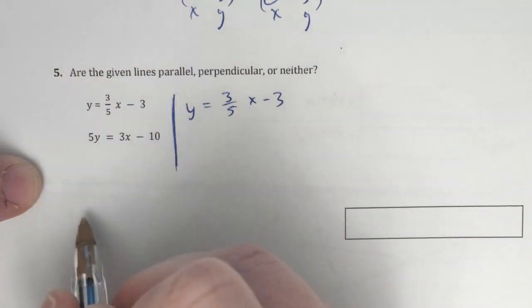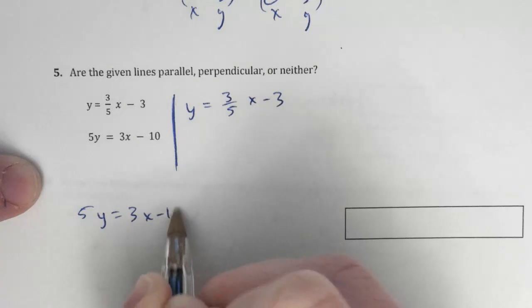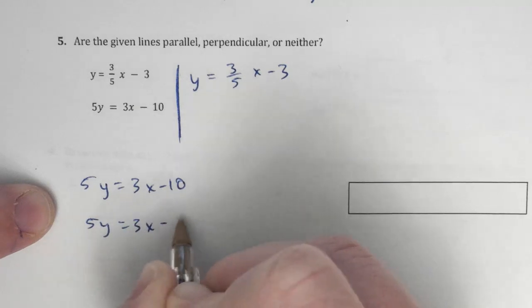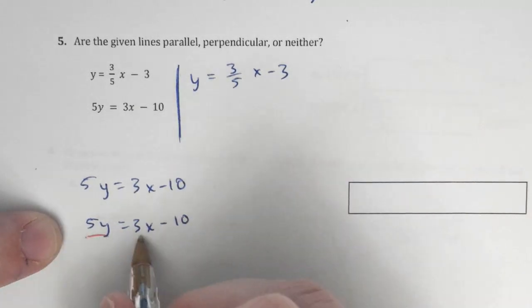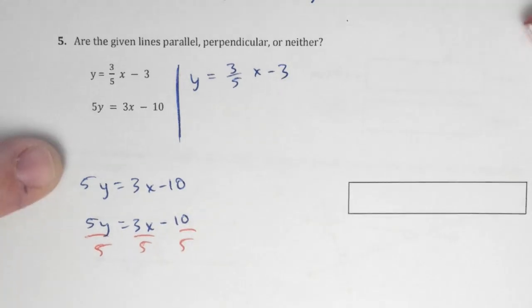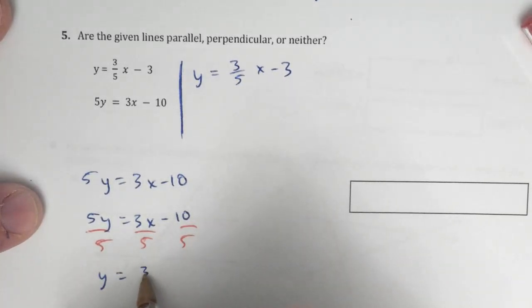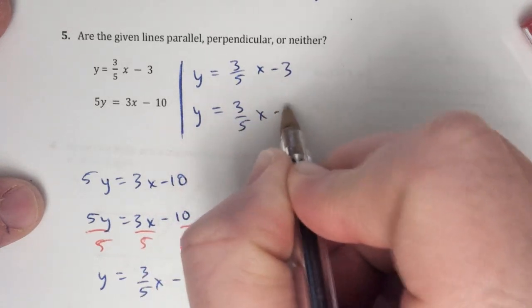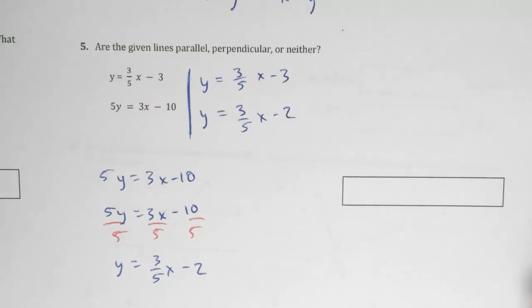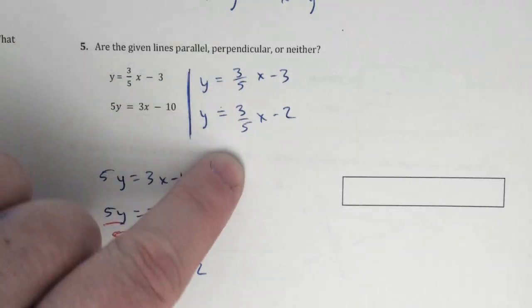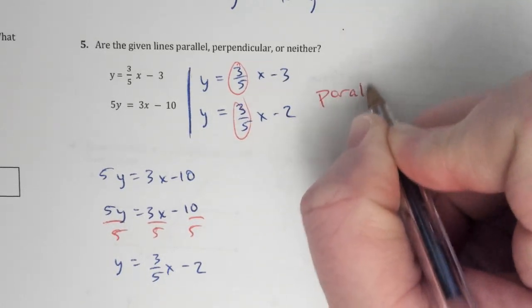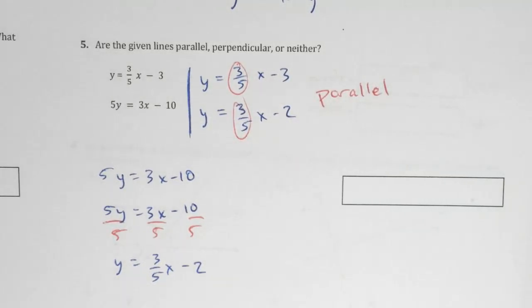Now this one, we have 5y equals 3x minus 10, and we need to solve for y. So this one's pretty easy. You're just going to take that 5 and divide each individual term by 5. And we get y equals 3 over 5x minus, and what's 10 divided by 5? That's just 2. So we have y equals 3 over 5x minus 2. So look at the slopes. Are they the same or are they different? They're the same, so that's definitely parallel. That is the answer.